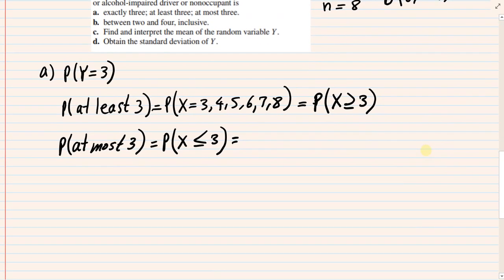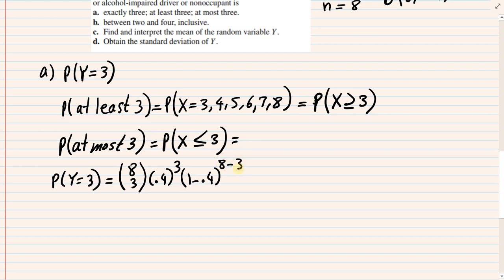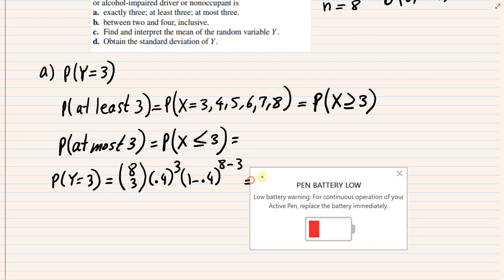Now, let's actually find this part A, and then we will do the latter part of this in StatCrunch. Okay. So for probability of y equals 3, I'm going to use the formula we had. The formula is going to be 8 choose 3, P is 0.4 cubed times 1 minus 0.4 to the 8 minus 3 power.